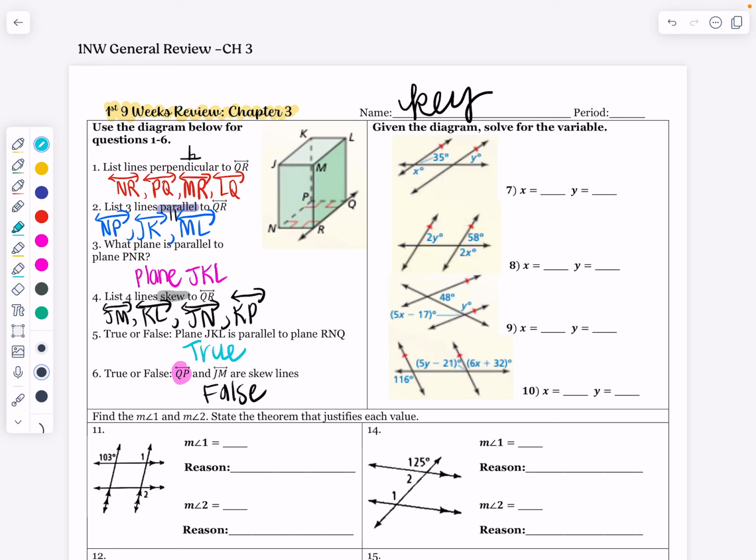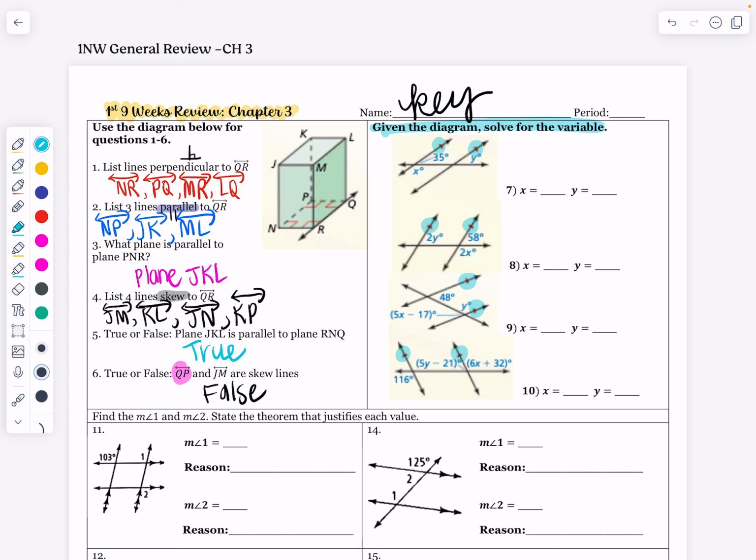All right, 7 through 10, it says, given the diagram, solve for the variable. So I want you to notice on every single one of these next 4 diagrams, there are triangles on these lines. Just a reminder that that means that those lines are parallel to each other. And so we have a transversal that is going through a set of parallel lines. We know that certain relationships exist because of that. Certain angles are congruent and then certain angles are supplementary.